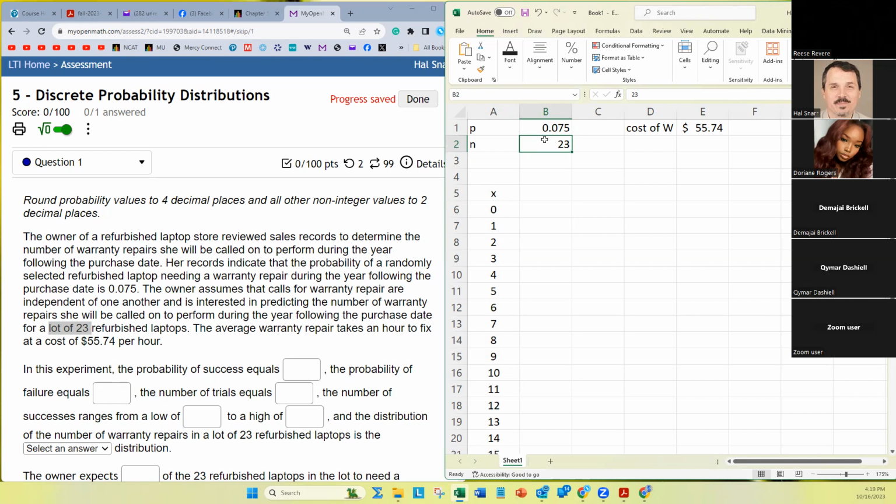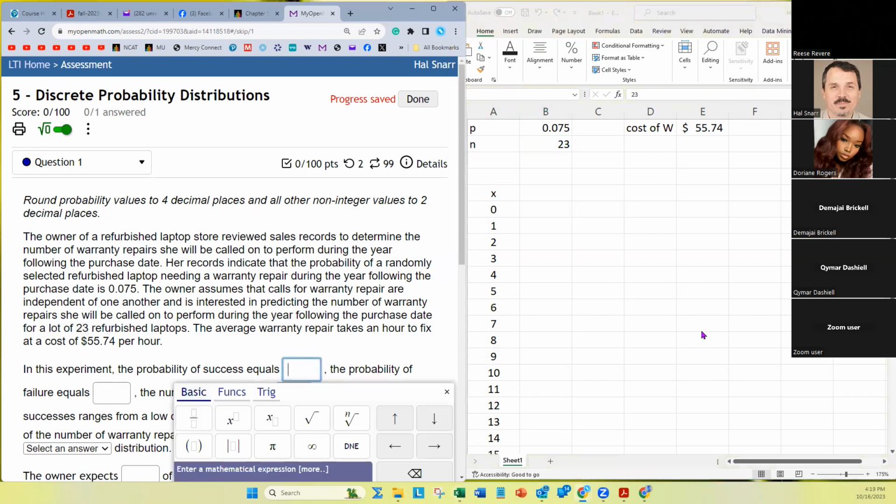Binomial, the bi part means two. There's only two outcomes: warranty, no warranty. So all that stuff makes you think about a binomial distribution. Now, in this experiment, the probability of success, this is helping you think about it. Mine is 0.075.